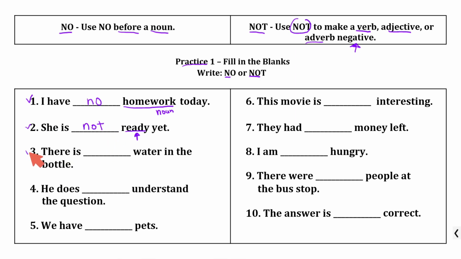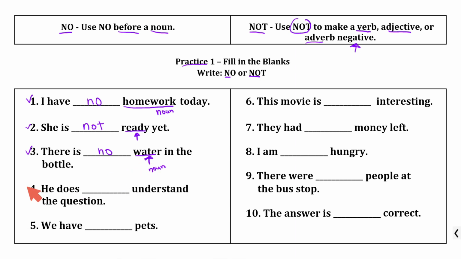Number three, there is blank space water in the bottle. Water. What is water? Is it a verb, adjective, or adverb? Well, water is a noun. Therefore, we should write no. There is no water in the bottle.